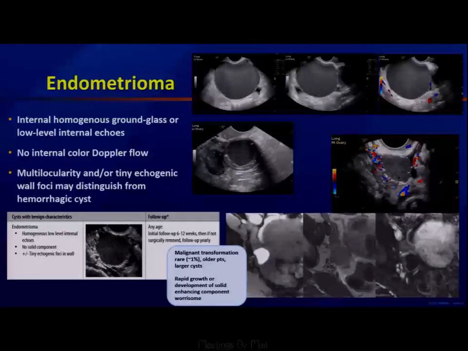Malignant transformation of endometriomas does occur. It's quite rare. Higher risk patients are those who are older or have larger cysts. What you're looking for in these patients is a rapid growth of an endometrioma or development of a solid enhancing component. That's abnormal.